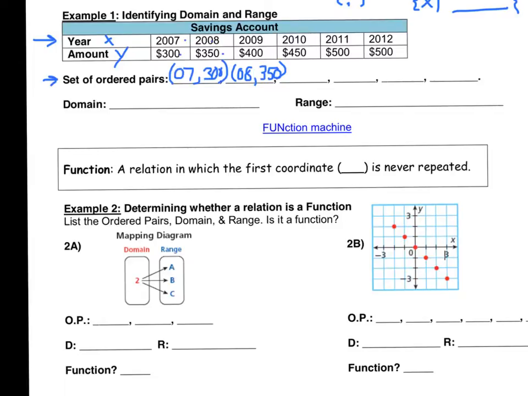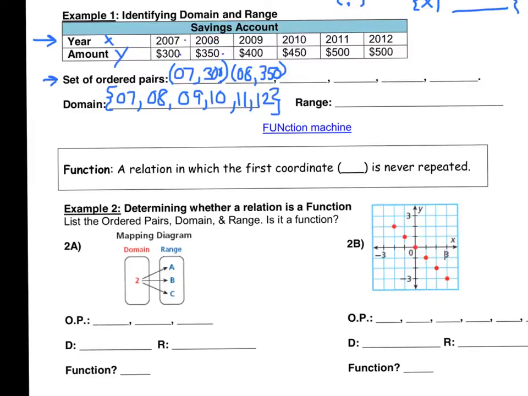So let's go ahead and list the domain. We first start with a bracket because this is going to be a roster. We have ordered pairs, we have elements from that table, and so all the numbers in the x part of the table are the years 2007, 2008, 09, 10, 11, and 12. Notice they're in numerical order from low to high.